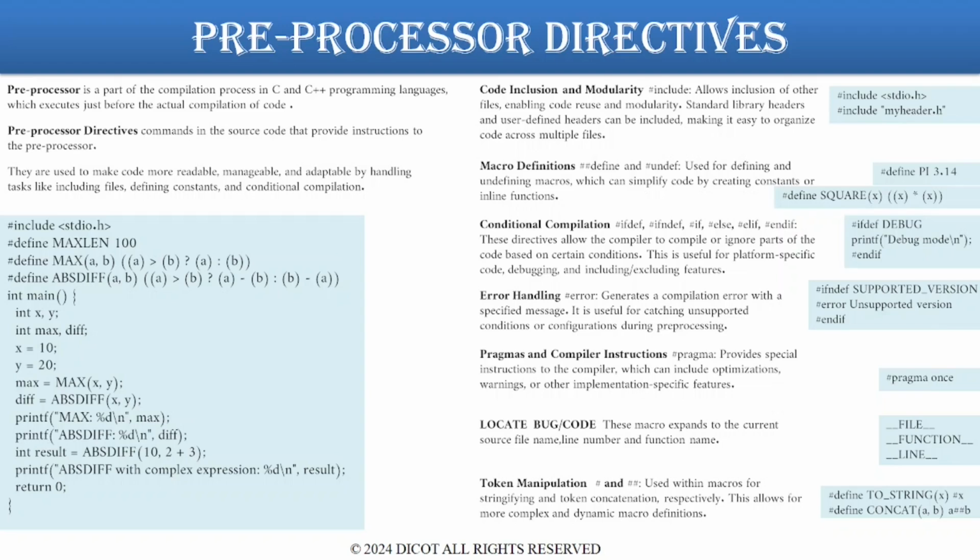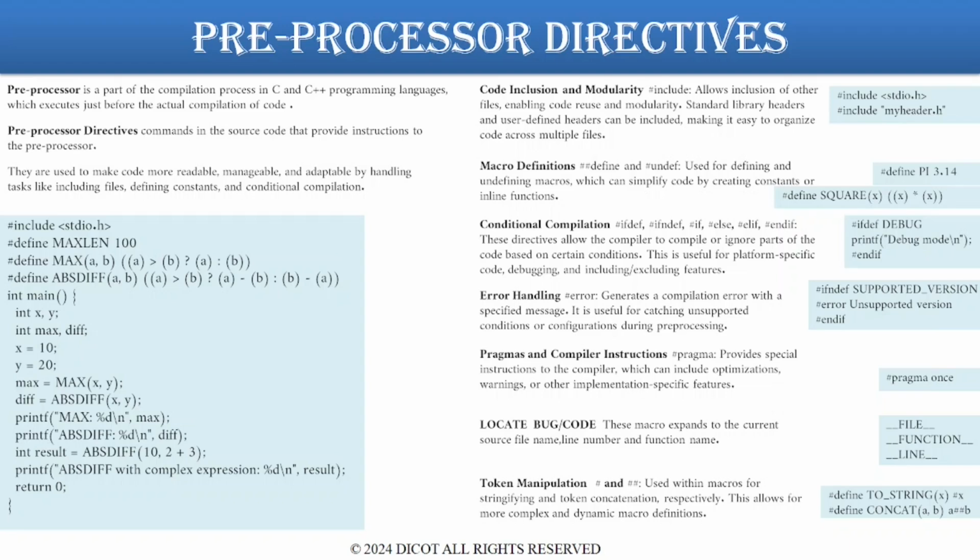It uses a ternary operator. If a is greater than b, it returns a, otherwise it returns b. The #define ABSDIFF(a, b) macro computes the absolute difference between the two values a and b. If a is greater than b, it returns a minus b, otherwise it returns b minus a. This ensures a non-negative result.